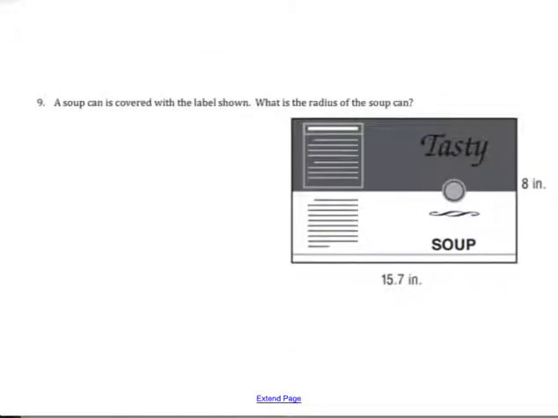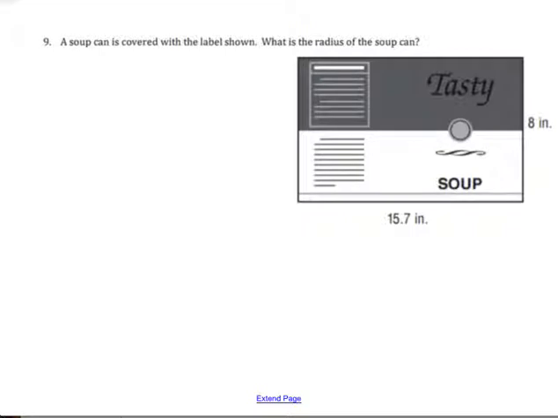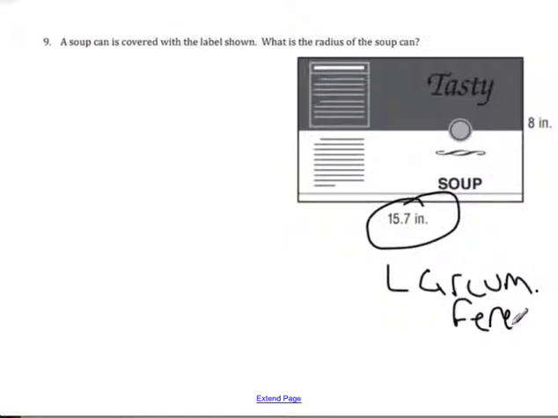Last but not least, let's take a look at number 4 here. A soup can is covered with the label shown. What is the radius of the soup can? So let's think about it this way. This 15.7 is going to be our circumference. I ran out of room. Circumference. If you take that label and roll it together, the bottom of this is going to roll to be the base. So it's going to be the circumference of our base.